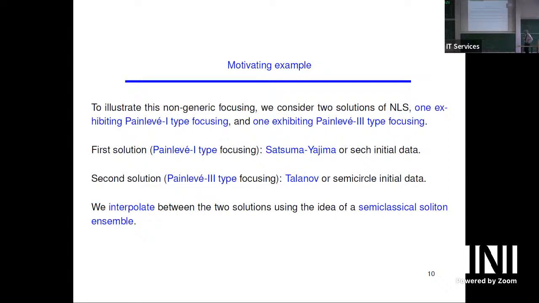Then we're going to look at a second solution. Bob Jenkins will be talking much more about these Talanov pulses, some other classical solutions of the dispersionless NLS and relations to the NLS equation. One of the classes of Talanov solutions is semicircle initial data, and that will exhibit this Painlevé-III type focusing. What I'm going to do is interpolate between the two with some exact solutions, using the idea of semi-classical soliton ensembles.